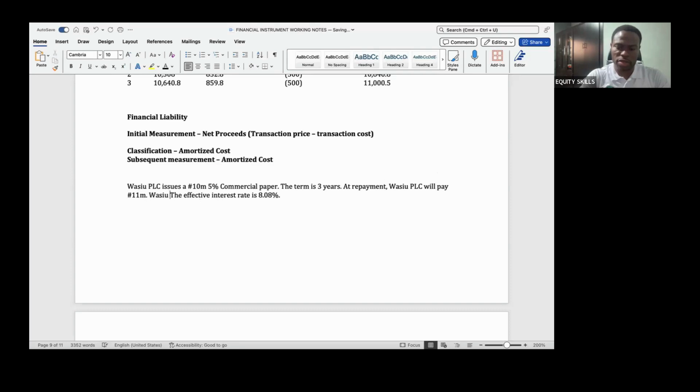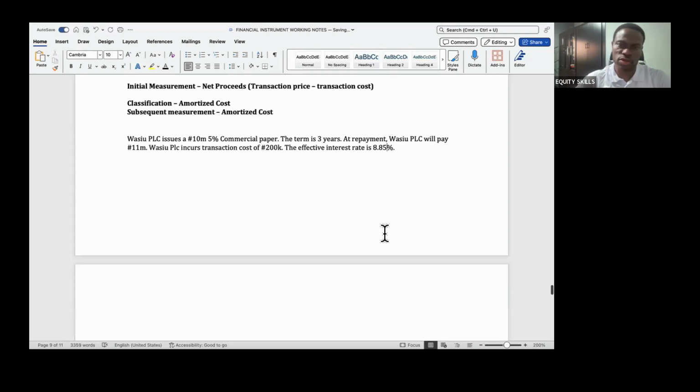Okay, let me add one more thing. Let's say Wasil PLC incurs transaction cost of, let's say, 200K. And the effective interest can't be this again. It should not be 8.85%. So how would this one work?